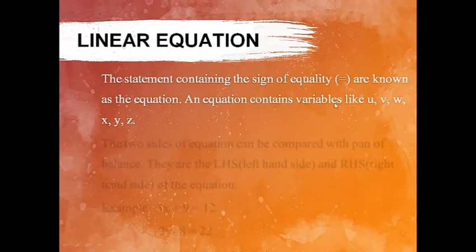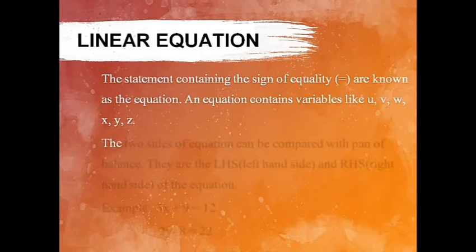An equation containing variables like u, v, w, x, y and z. Not only u, v, w, x, y and z, but we can use other variables also, and variables are nothing but the alphabets. We can use A to Z, meaning all 26 alphabets can be used here, because all alphabets are called variables.